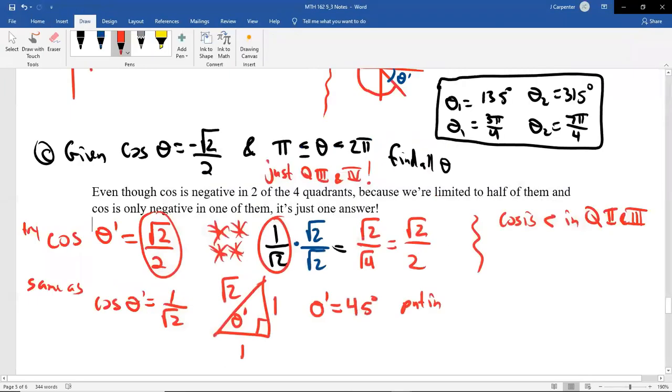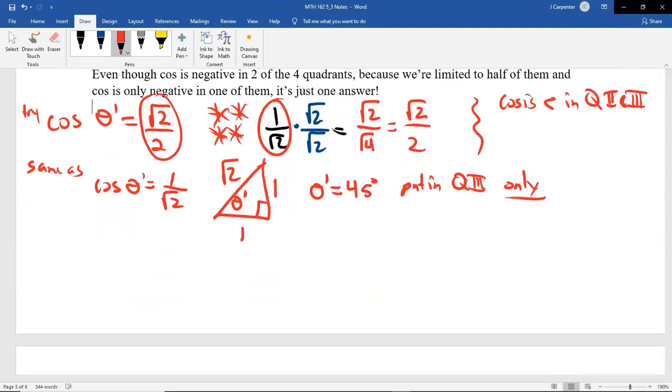So, because cosine is negative in quadrants 2 and 3, but we're only looking at quadrants 3 and 4, we're going to put it in quadrant 3 only, because quadrant 2 is not part of the solution range. So we're going to put 45 degrees in quadrant 3. Here's an angle in quadrant 3. We would swing this way for our theta prime. That's our 45 degrees, which means the actual angle is doing this.